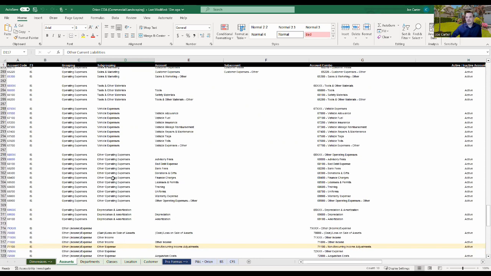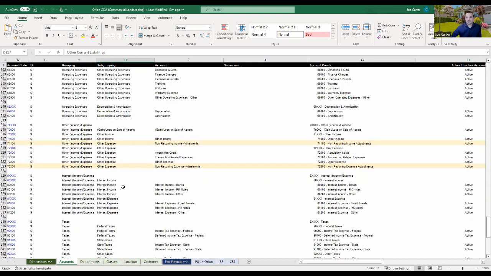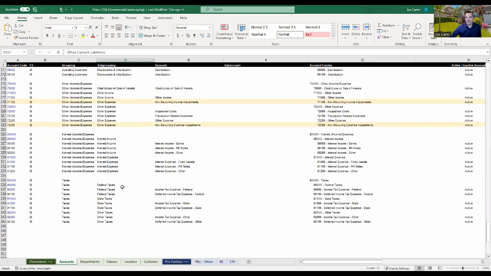amortization. The next grouping would be other income/expenses, which would fall in the category of gain or loss on the sale of assets, other income, other expenses, interest income, interest expenses, and the final grouping within this dimension is taxes, both federal, state, and other.